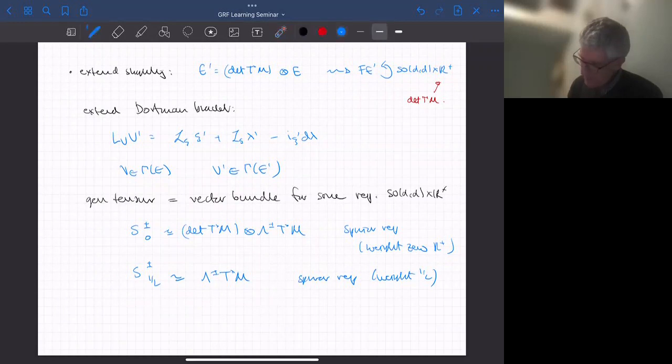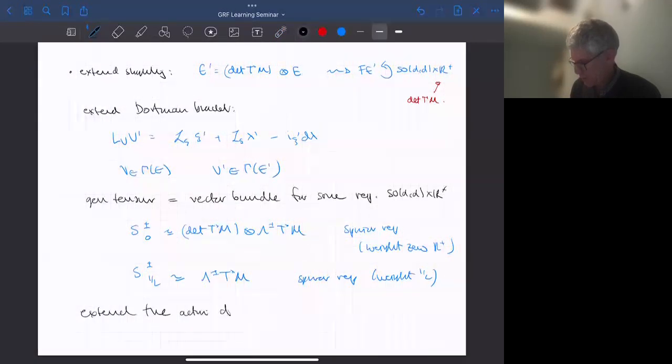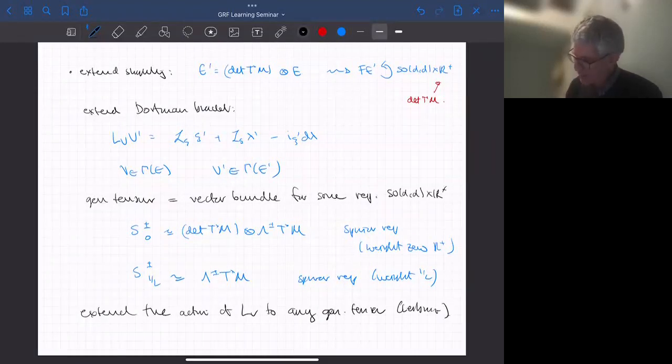And then you can extend the action of L_V to any generalized tensor, just by Leibniz. The fact that the generalized Lie derivative preserves the O(D,D) metric means that we can extend it to any generalized tensor. Am I making sense? Yep. Okay.